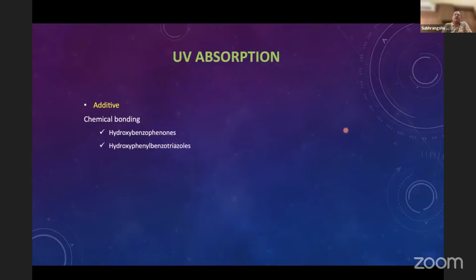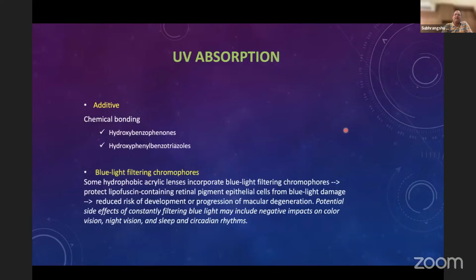Now, some lenses have the property of UV absorption with the help of some additive material which chemically binds to the already existing IOL material. And then there are some blue light filtering chromophores also. Some hydrophobic acrylic lenses incorporate blue light filtering chromophores. They protect lipofuscin-containing retinal pigment epithelial cells from blue light damage, and they reduce the risk of development or progression of macular degeneration. But a potential side effect is constantly filtering blue light, which may have negative impacts on color vision, night vision, sleep, and circadian rhythms.